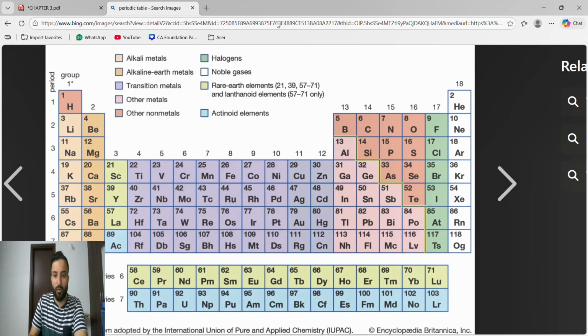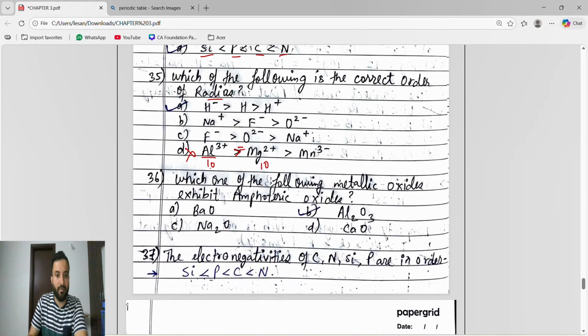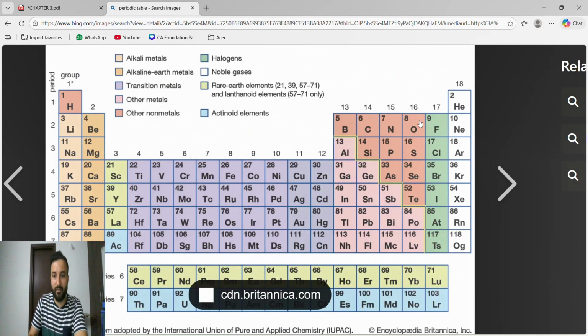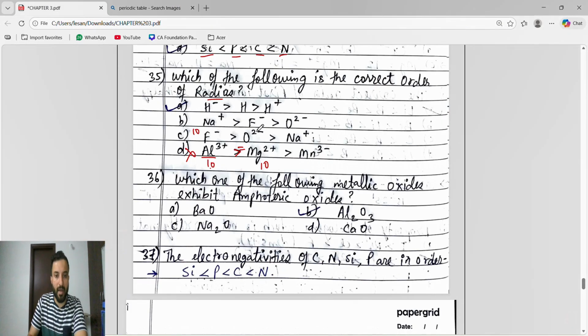Fluorine is 9. From 9 we will add 1, it will become 10. Oxygen is 8. From 8 we will add 2, it will become 10. So again the atomic number is same. If atomic number is same, the radius will be same. It should be equal, but they have given greater, so it is wrong. Same like that you have to see.